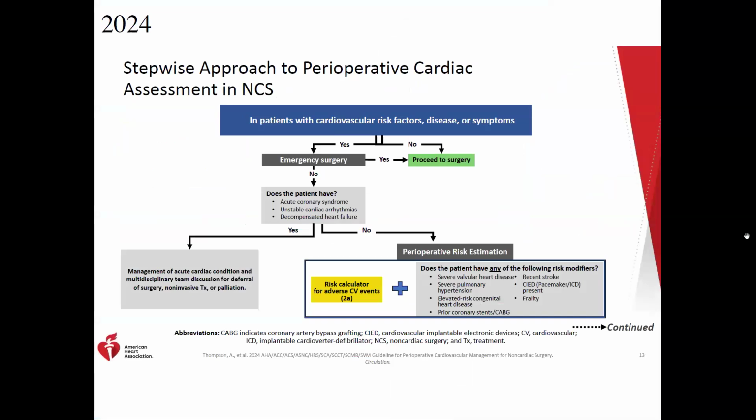All right, so I'm going to go through the algorithm top to bottom. So you have a patient with cardiovascular risk factors. So if you've got your 18-year-old ACL with no history, this is not for you. This is not for them. This algorithm is for patients with cardiovascular risk factors, disease, or symptoms. First question, is it an emergency surgery?